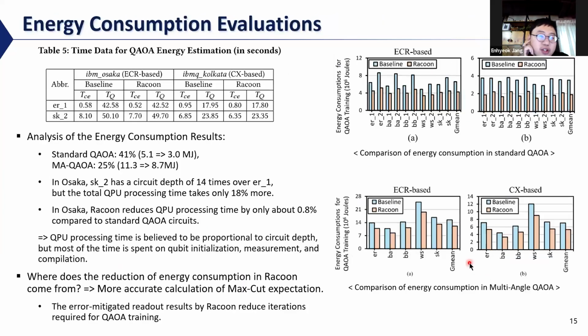And here shows the energy consumption evaluations. For the standard QAOA, the single-angle QAOA case, Raccoon reduced energy consumption by 41%, and for the multi-angle QAOA, Raccoon reduced energy consumption by 25%.